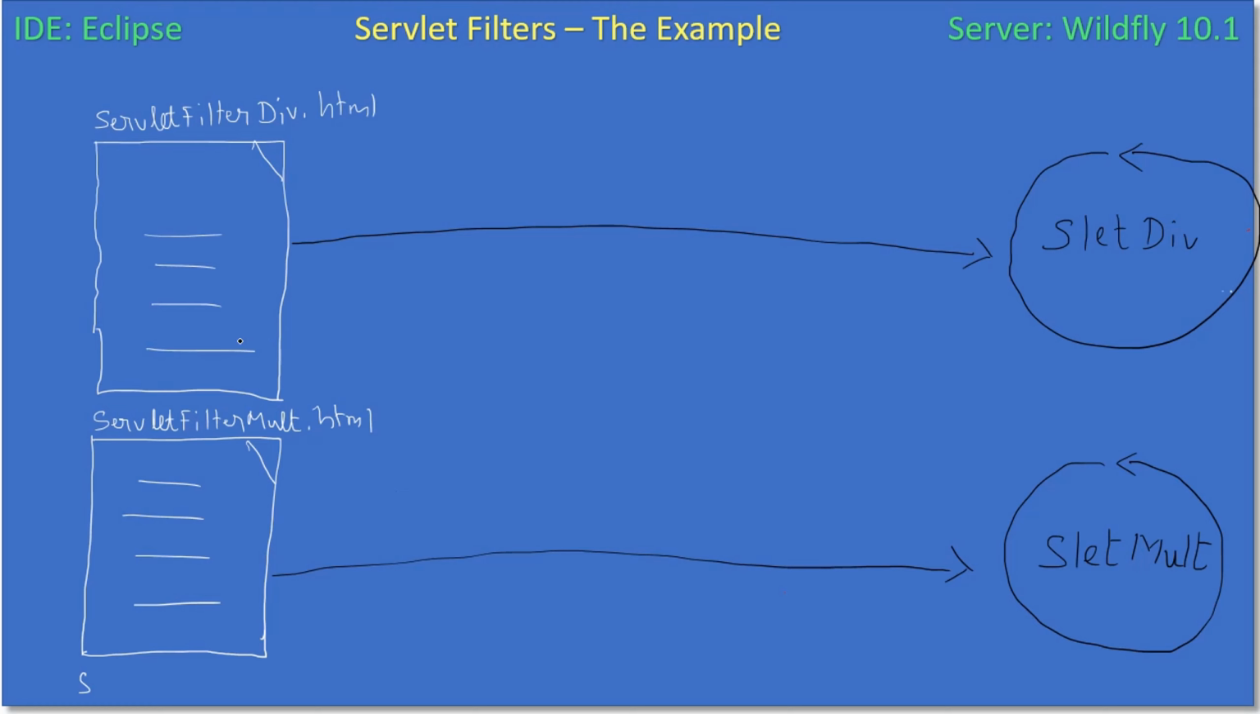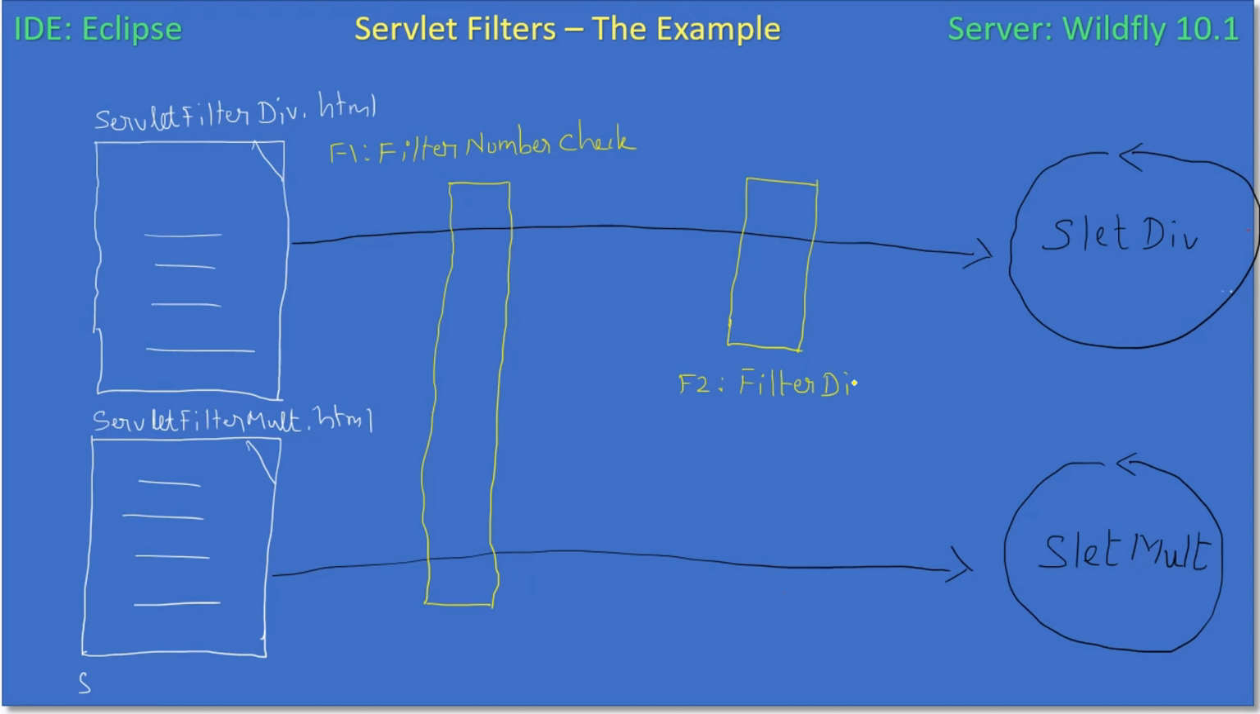We can do that with one single servlet, but to explore the servlet filter option, we are creating two servlets. One will perform the division and another one will perform the multiplication operation. We will introduce two filters to intercept the request going to the servlet.